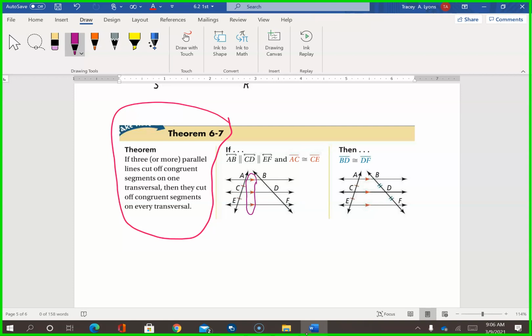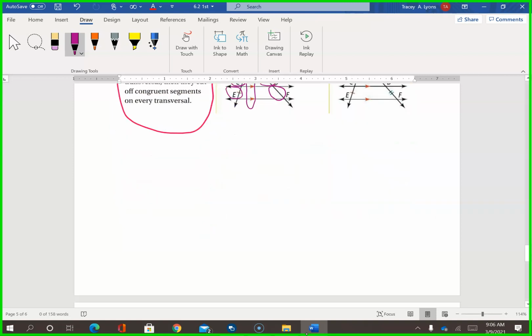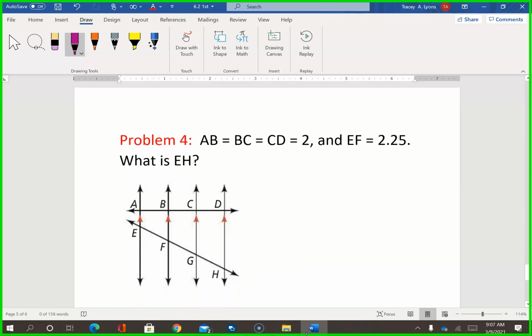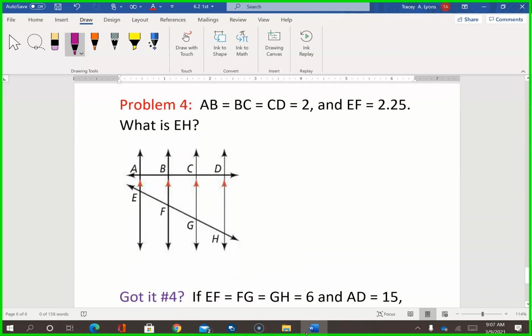They're not the same. What you're looking at is segments that are congruent. So if these two segments on this side are the same, that makes these two on this side the same as well. Here's kind of an example. It says AB, BC, CD are 2, which means they're all the same. If we know that, and we know that all the lines are parallel, which they are, it says EF is 2.25.